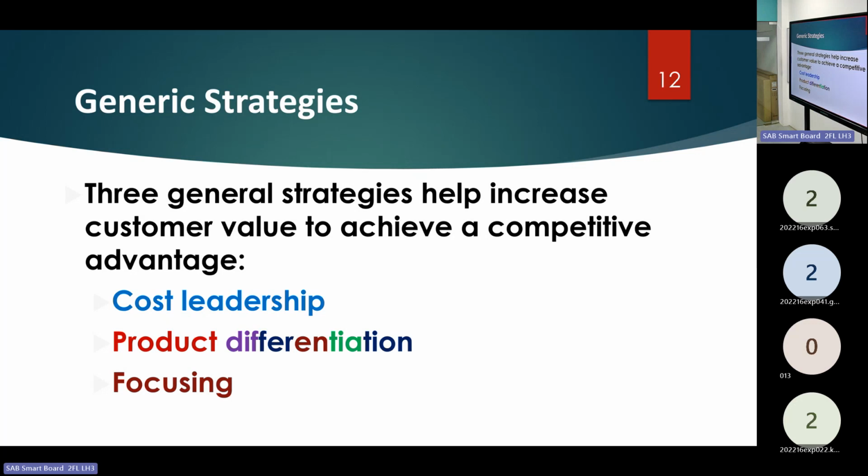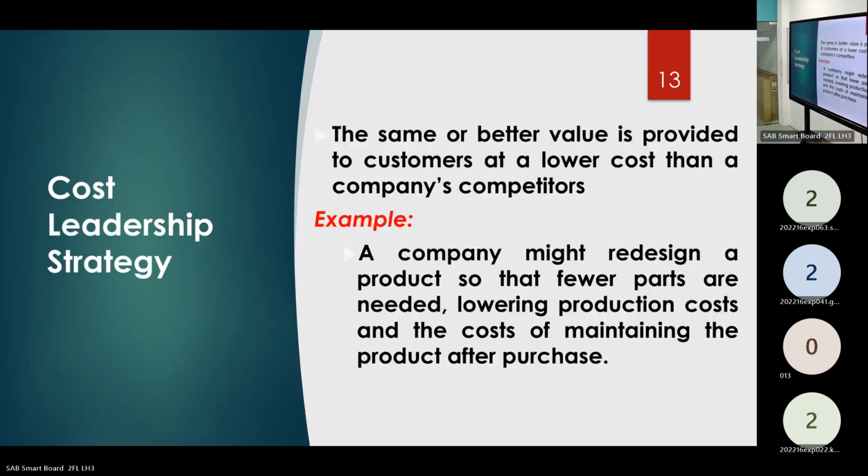So we'll discuss about these: cost leadership, product differentiation, and focus. Cost leadership: the same or better value is provided to customer at lower cost than competitors. Cost leadership.